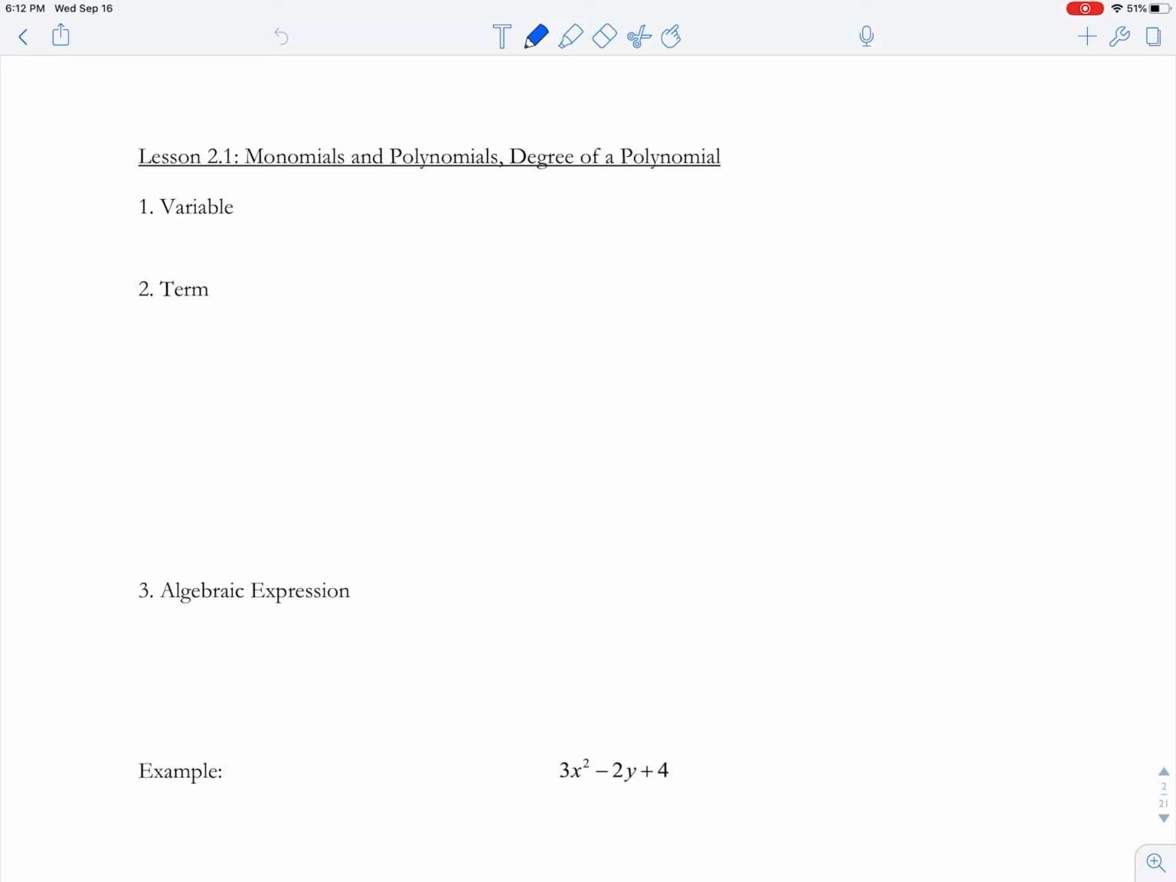Welcome to lesson 2.1. This whole unit, unit 2, is going to be dealing with algebra. We're going to start off with some definitions. So the first one is a variable. When we're dealing with algebra, variables are going to be the letters. So for example, the most common one is going to be x.